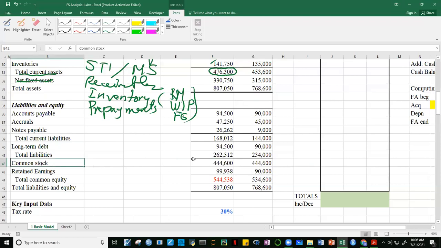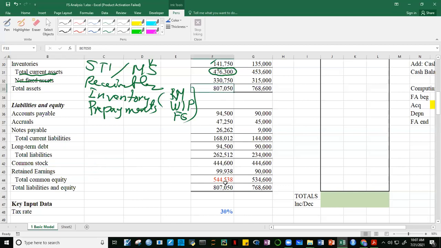Common stock ang pangalan, no? Okay. Alright. So thank you for that question. Okay, yung retained earnings naman, ito yung na-accumulate na profits over time. Ang tawag sa kanya, retained earnings. Alright, then we have total common equity, total.